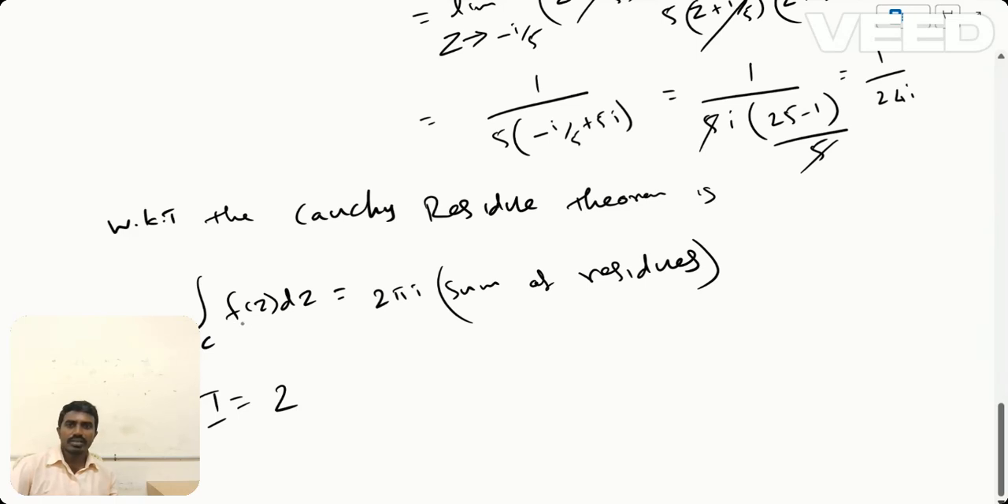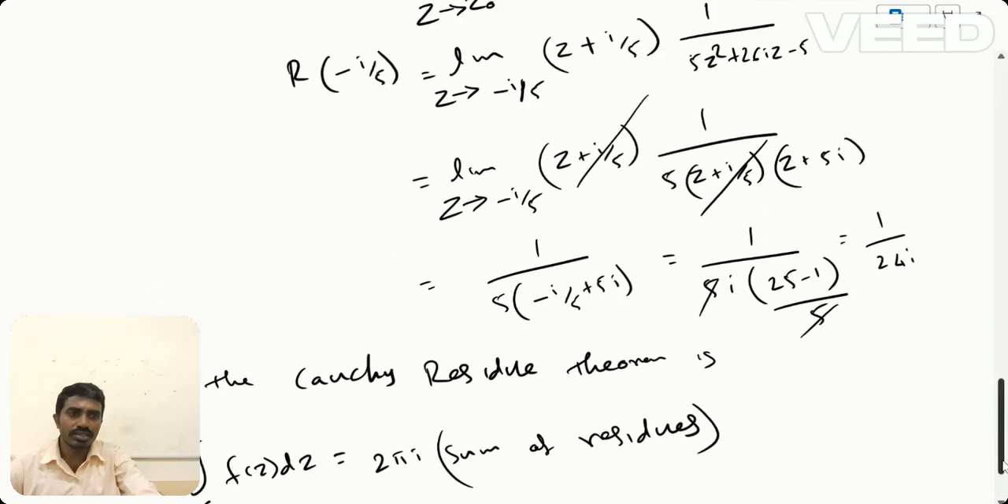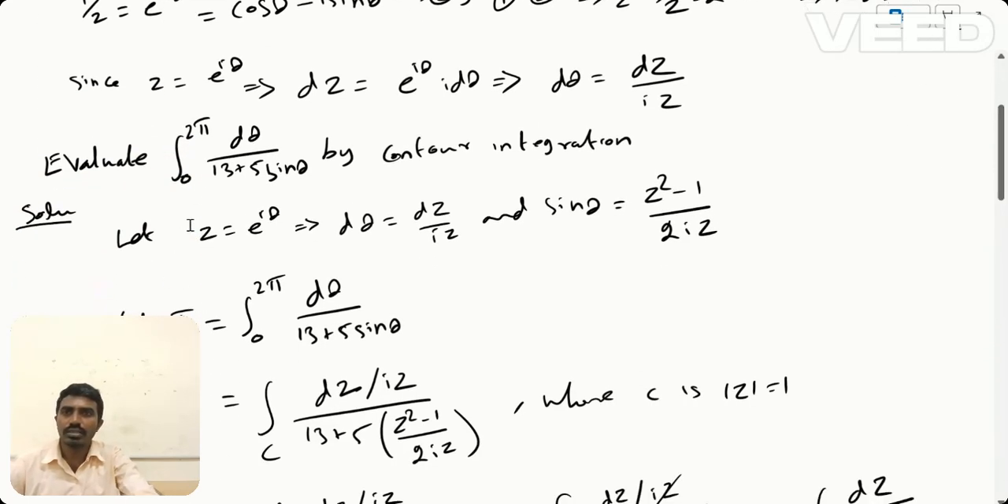And then we are going to apply the Cauchy residue theorem to evaluate this integral over C f of z dz. So 2 times 2 pi i into sum of residue. We have only one residue here, which is nothing but 1 by 24i. So now simplify this, and this i also gets cancelled. So finally we get 5 by 6. This is the required integral value. So this is the value of the integral from 0 to 2 pi d theta by 13 plus 5 sin theta. Thank you.